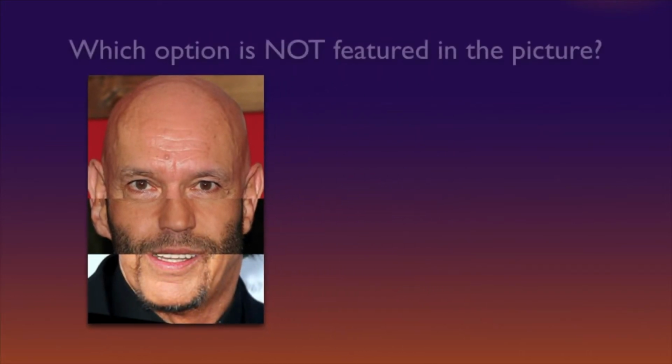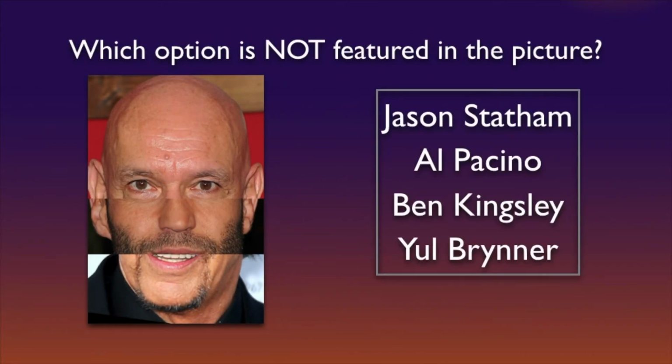Question 5. A face again. First part of the face. The second part. And the third part. And here's all the parts put together. Whose face is part of that picture? Well, here's some options. You need to pick the person who is not part of the picture.